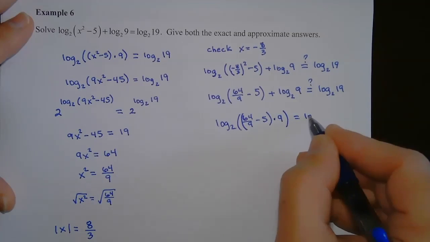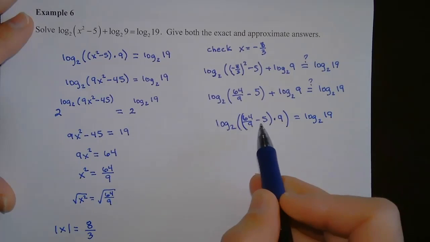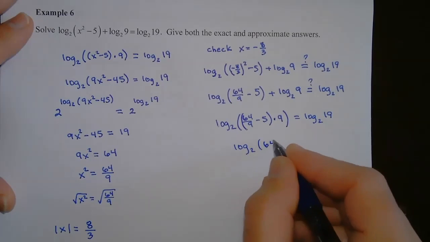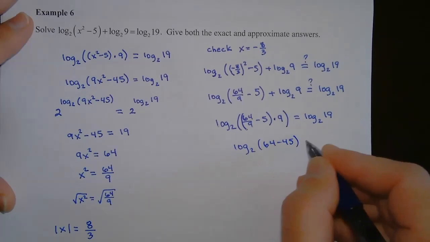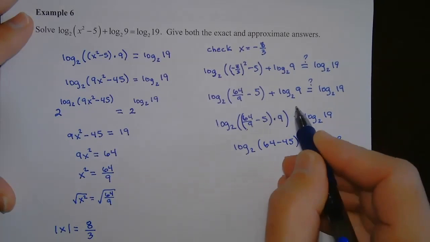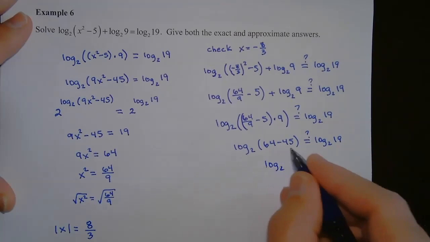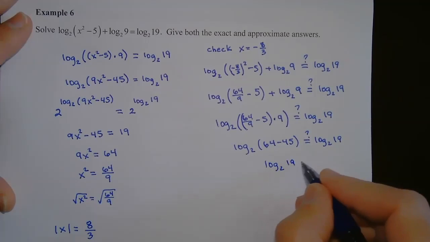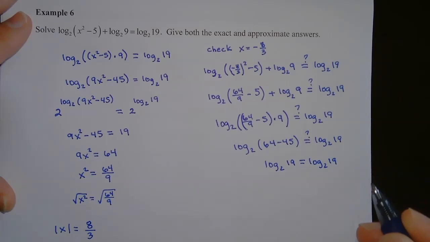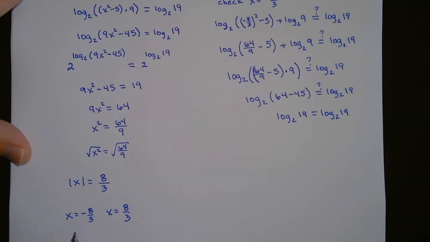Does that equal log base 2 of 19? Okay, so when I distribute this, I get 64 minus 45. So this would be log base 2 of 64 minus 45 equals log base 2 of 19. You don't have to put the question mark, I just like to. So then this would be log base 2, 64 minus 45 is 19, is equal to log base 2 of 19. That's a true statement, okay? So that means x equals negative 8/3 is one of our answers.